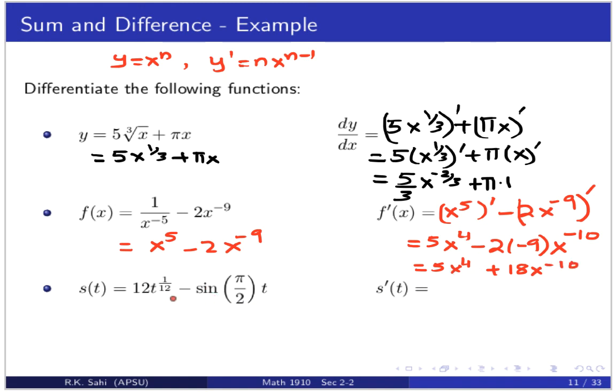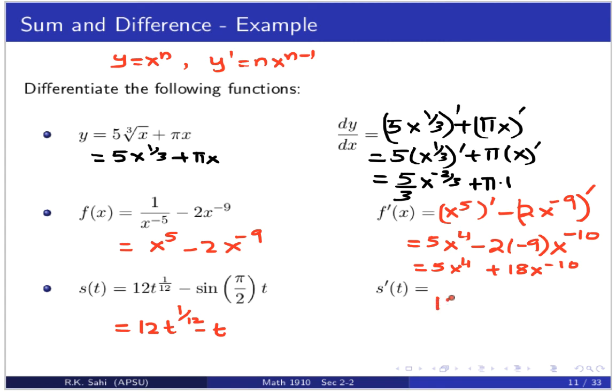Okay, next one. Before we start, notice we always look at the terms which are given. 12 times t to the power 1/12 minus sine pi by 2 t. Now remember, sine pi by 2 is what? It's 1. So basically the expression is simply 12 t to the power 1/12 minus t. So whenever you're given problems, guys, if you can simplify it before you start the differential, it makes your life easier.